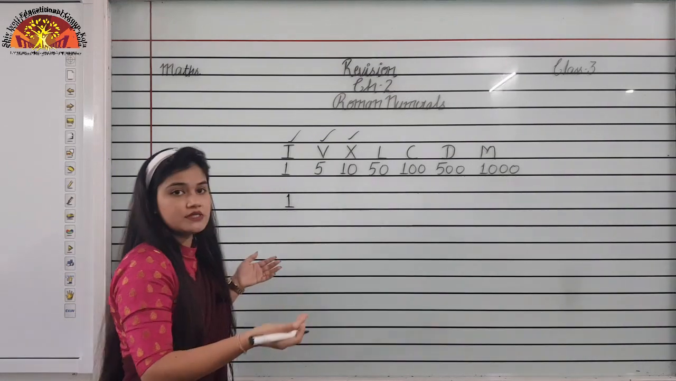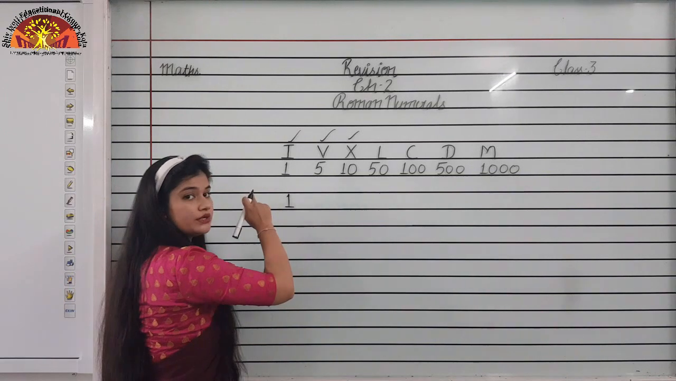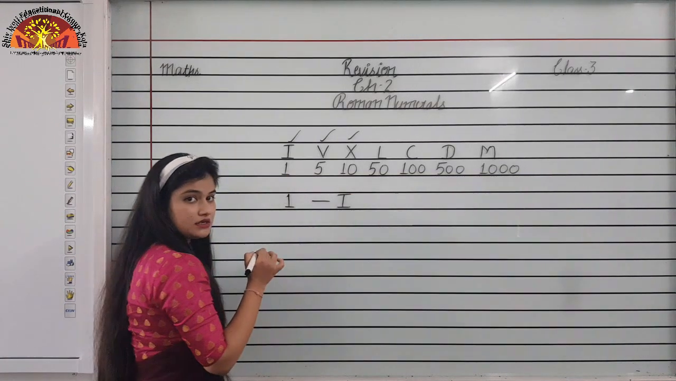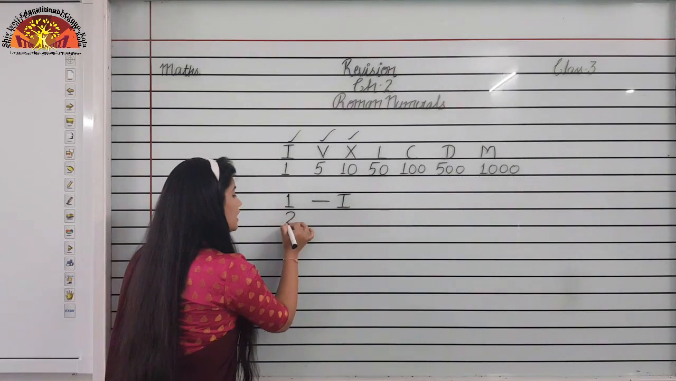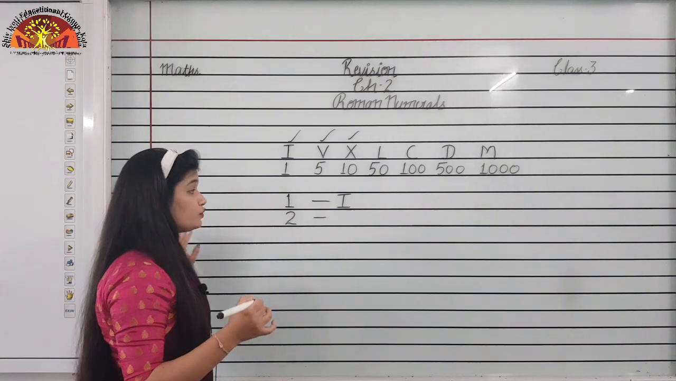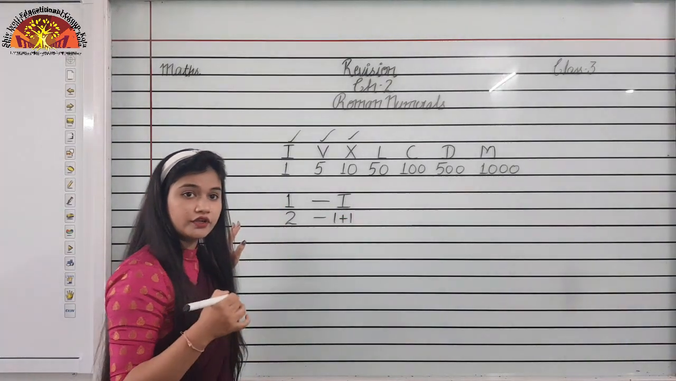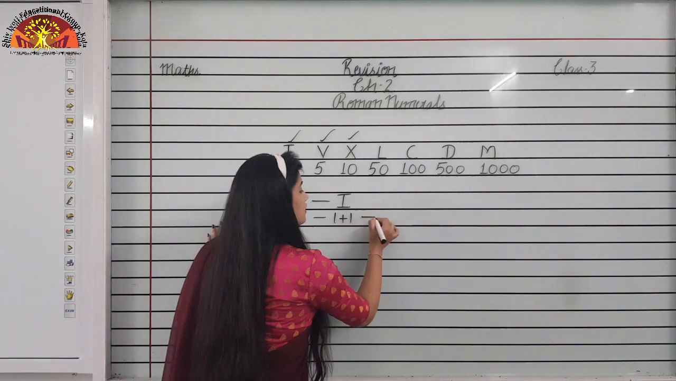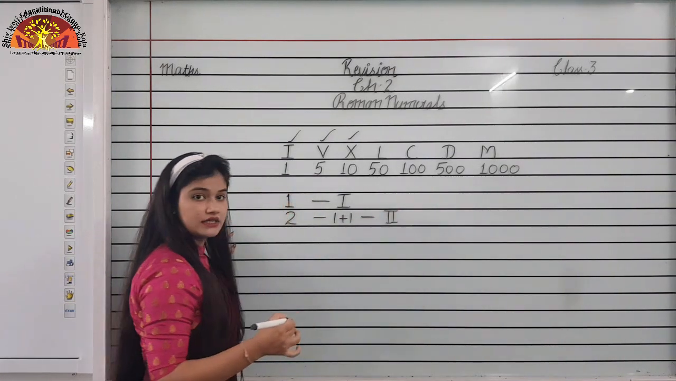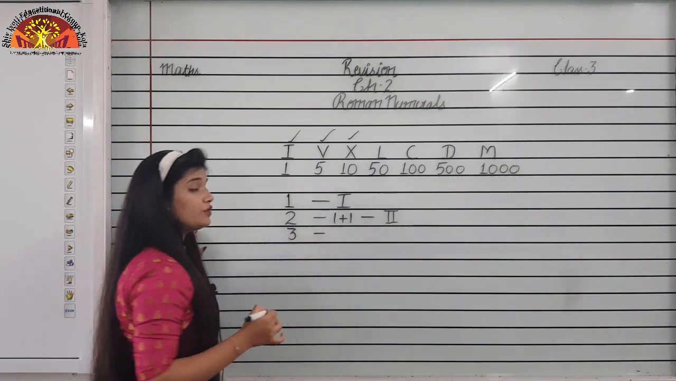What do I have to write in Roman numerals? I have to write 1. So how can I convert 1 in Roman numerals? I have to write I. Is it clear? Now suppose I have to write 2. What do I have to write? 2. 2 means I can say 1 plus 1. Is it clear? 1 plus 1 will be 2. It means we can write I plus I. Is it clear students?